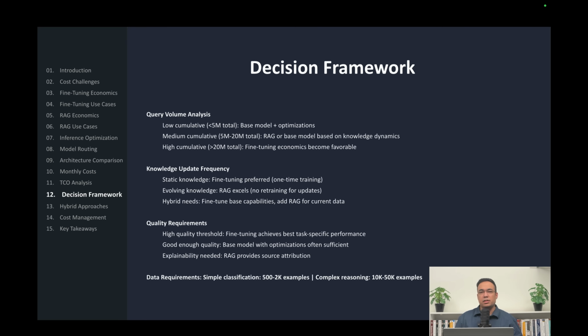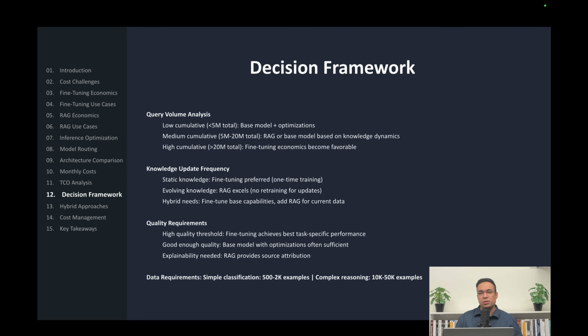The fourth is data requirements. For simple classification tasks, you need 500 to 200,000 examples. For complex reasoning tasks, you need roughly 10,000 to 50,000 samples. For domain-specific language, you need roughly 20,000-plus examples. If you don't have sufficient training data, fine-tuning is unfortunately not the option, regardless of the other factors. So, the key here is to evaluate all these four factors together, not in isolation. You might have a high query volume pointing towards fine-tuning, but if your knowledge base changes daily, RAG might still be the better choice.